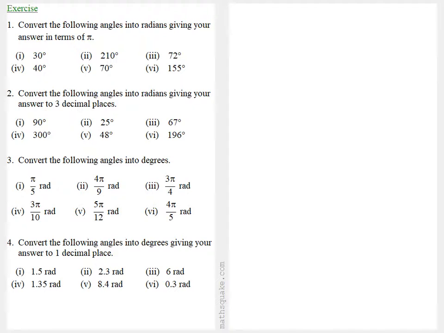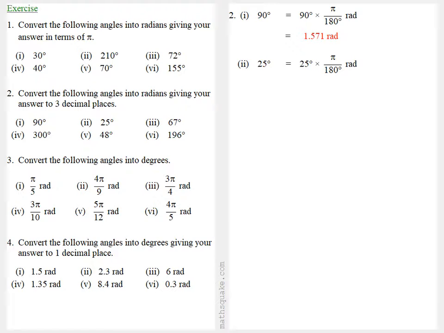In question 2, we're asked to convert the following angles into radians, giving the answer to 3 decimal places. Well, in part 1 we've got 90 degrees. To convert it to radians, we multiply by pi over 180 degrees. But this time we're working it out on a calculator. So we get 90 degrees is equal to pi over 2, which is 1.571 radians.